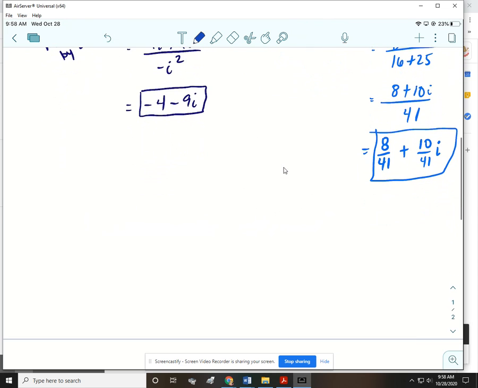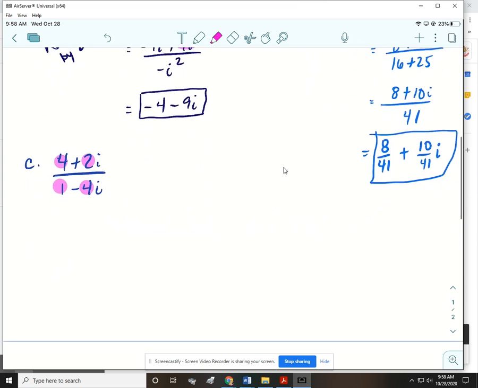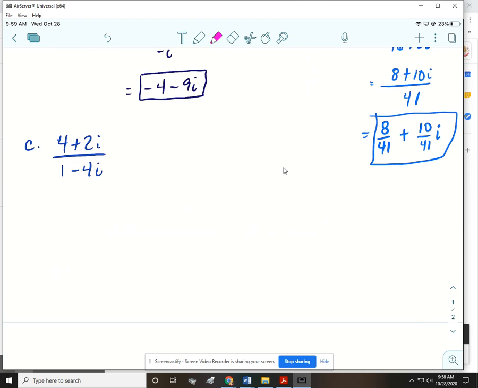All right, let's look at one more. So for C, we have 4 plus 2i over 1 minus 4i. Now this is one where lots of people want to reduce, but you cannot reduce. To be able to reduce, the 4, 2, 1, and 4 should all be able to reduce by the same thing, like we had on example A, but they can't. So we can't reduce any of them. So this is the problem we're working with. So what we'll do is multiply by the conjugate of the denominator.